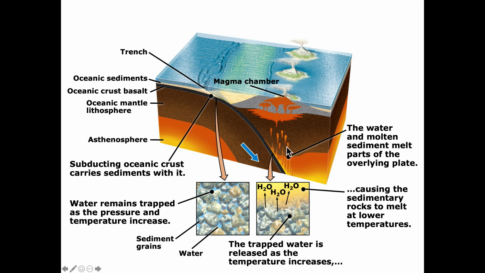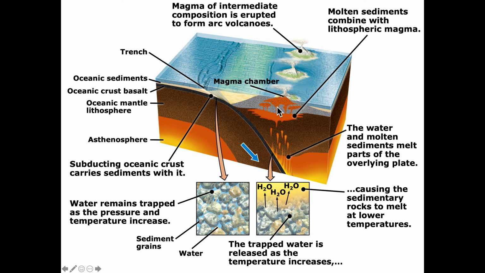This water and molten sediment are going to rise buoyantly. Remember, crustal material is much less dense than material below the crust. So any melt of crustal material is going to result in blobs that are going to rise through the crust because of their buoyancy. Ultimately, molten sediment combines with lithospheric magma, and this becomes our initial melt chemistry. In this case, an andesitic mix, most likely, that's going to result in this island arc andesitic volcanic chain.